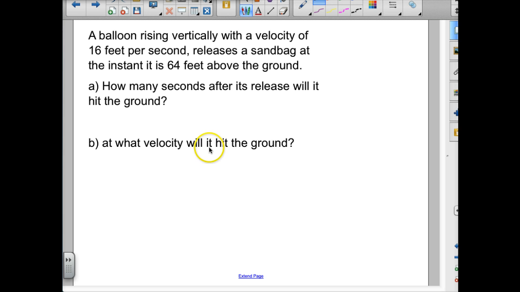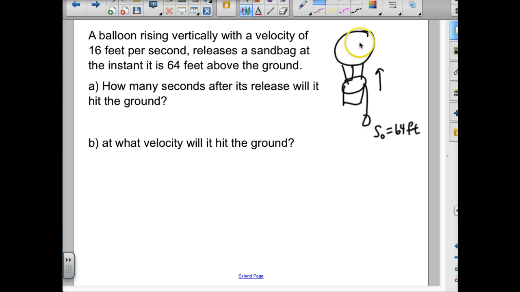All right, let's say we have a balloon rising vertically with a velocity of 16 feet per second. That balloon is like a hot air balloon. From that hot air balloon that's rising upwards, we release a sandbag and it drops to the ground. At the instant it's released, it's 64 feet above the ground. So this sandbag is 64 feet above the ground, so that's the sandbag's initial height.